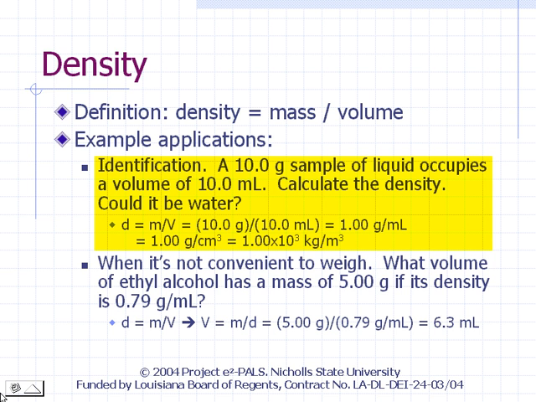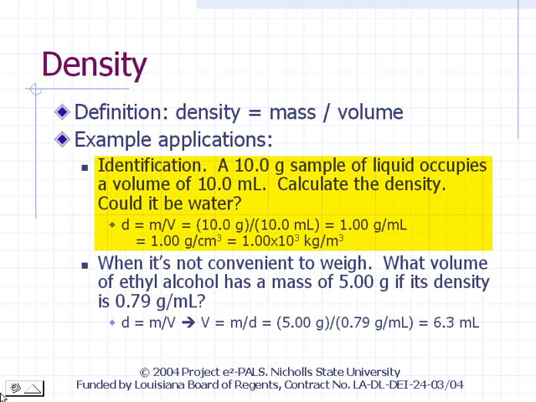By definition, a milliliter is exactly 1 cubic centimeter. So we can also say that the density of the liquid is 1 gram per cubic centimeter. In SI units, the density is 1,000 kilograms per cubic meter. So, could this be water?